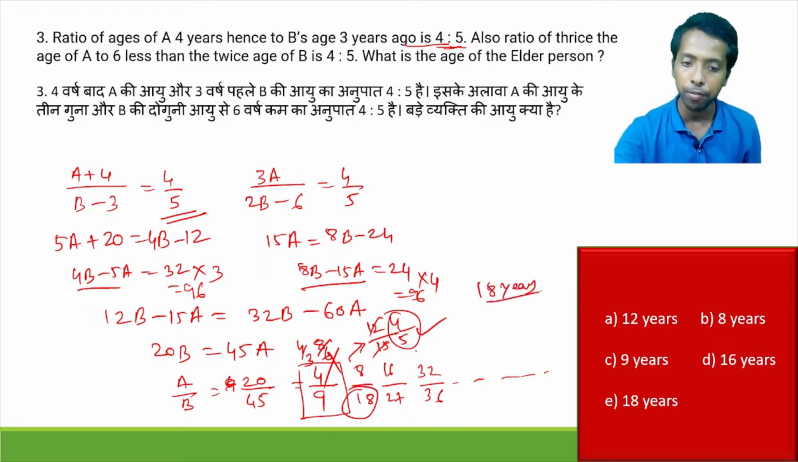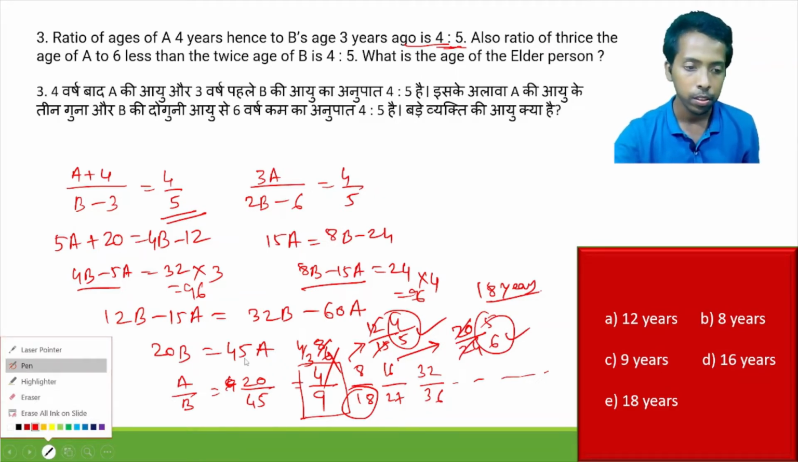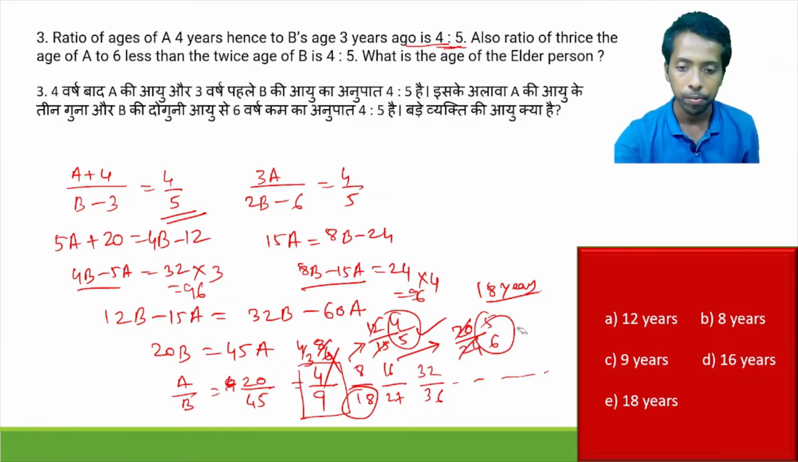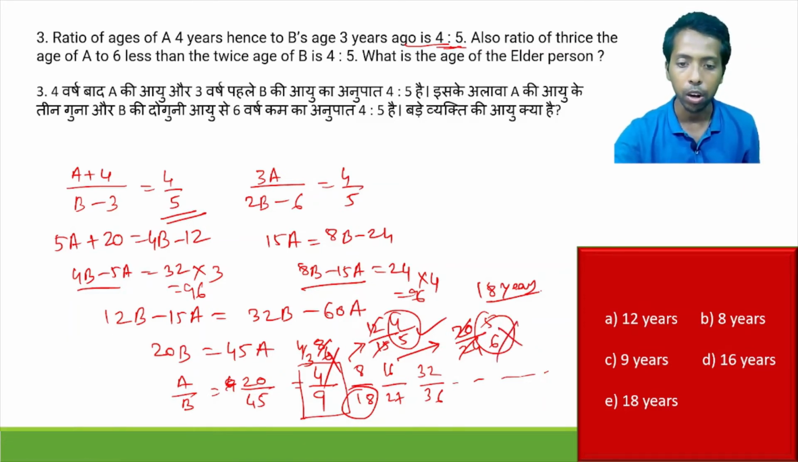If you want to check further whether multiple options should be correct or not, just take it out to avoid confusion. 16 for A, that is 4 years more, that is 20 it should be for A, and for B that is 27 minus 3, 24, right? What would it be? This is 5, this is 6, 5 by 6, not satisfying, right? Not satisfying here. So this is wrong. So what is the answer?